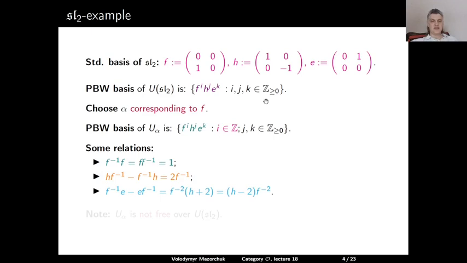We also have the relation that f inverse e minus e f inverse is equal to f to the power minus 2 times h plus 2, or h minus 2 times f to the power minus 2. For this, we take the commutation relation between e and f and multiply it with f inverse on both sides, and also use the second relation. From this description of bases in the algebra U of sl2 and U of alpha, we can observe that the algebra U of alpha is not free over U of sl2.